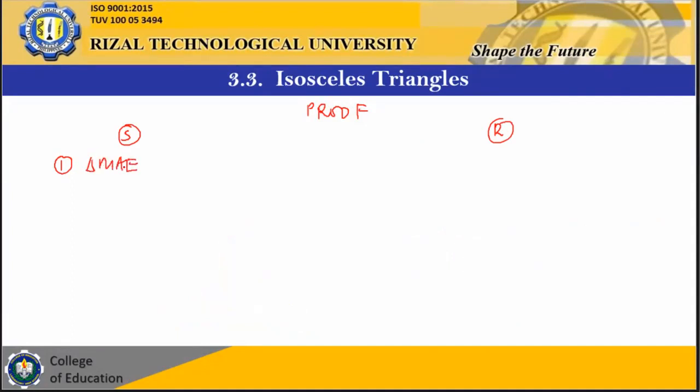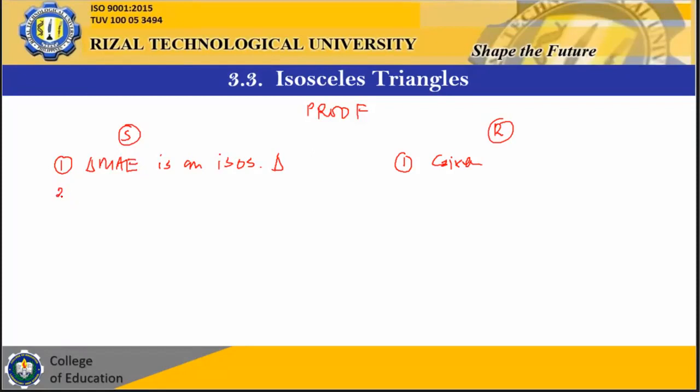MAE. Tatanggalin ko sa summative test ninyo yung given. Lahat ng given, tanggalin mo. Walang points, ibig sabihin. Is an isosceles triangle. Para masaya. Walang challenge, hindi ganito challenge. Given.